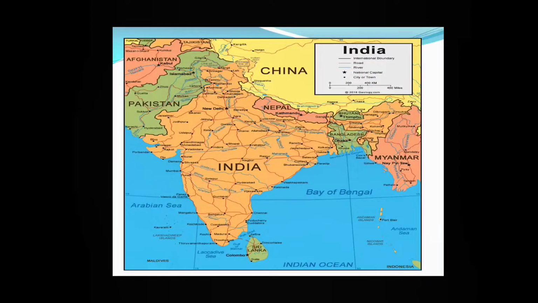Now in this map we are able to see that we have the Bay of Bengal, Arabian Sea and Indian Ocean surrounding India on all three sides, and we have the neighboring countries like Afghanistan, Pakistan, China, Nepal, Bhutan, Bangladesh, Myanmar and Sri Lanka.